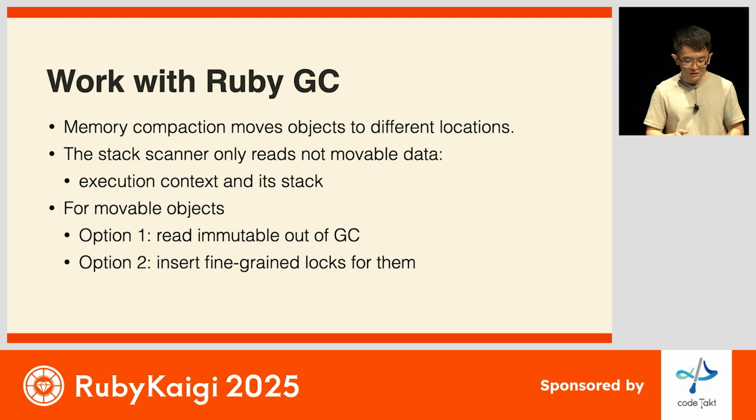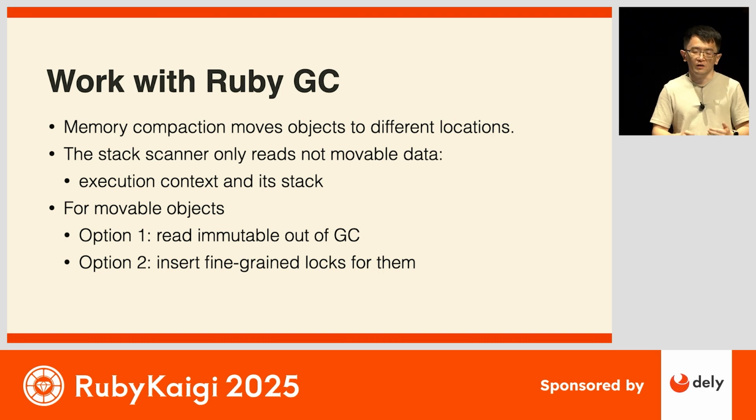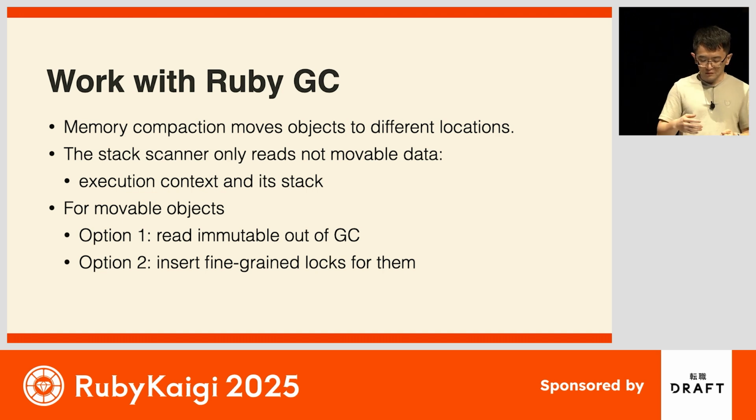Another duty of GC is memory compaction. We know Ruby can enable auto compaction, and in this feature, it moves objects to different locations. As the SDB needs to scan the Ruby memory, if the memory has been moved to another location, it will cause errors. But the good news is the Ruby VM doesn't move all the objects. Some objects, when they are allocated, will not be moved to another place. And the SDB stack scanner only depends on those objects, I mean the execution context and its stacks. So that's why it's safe.